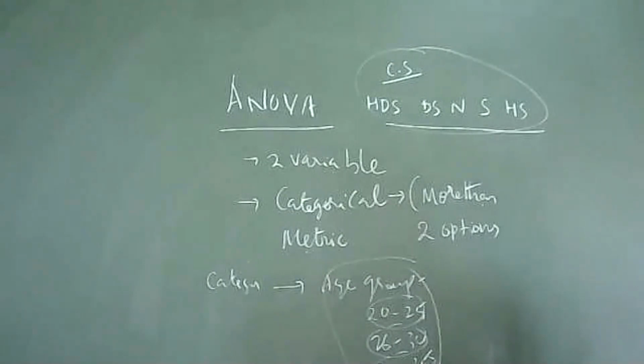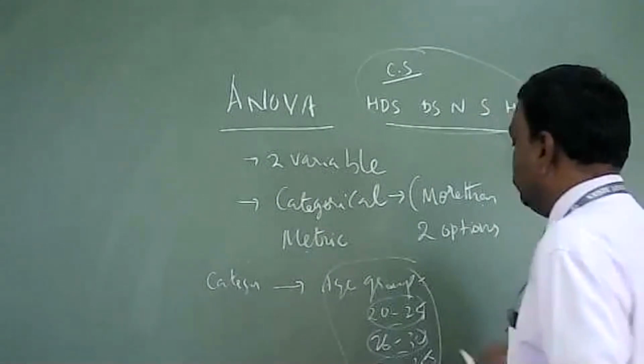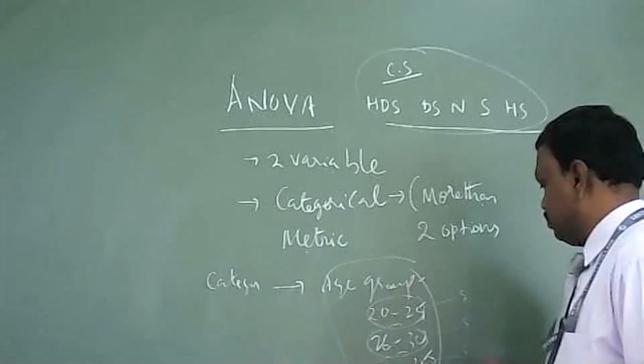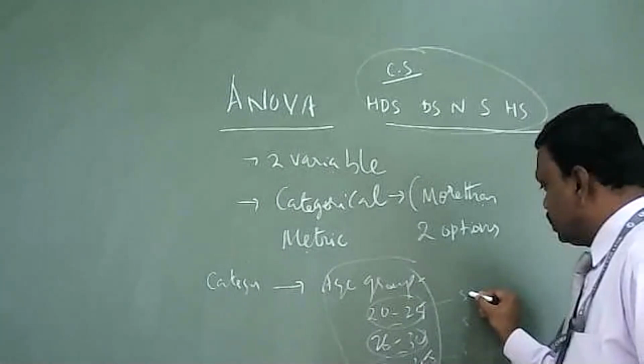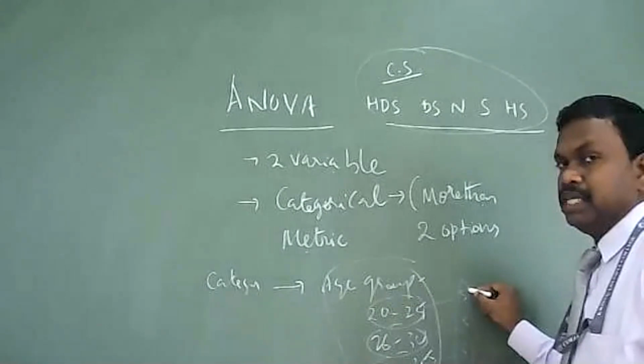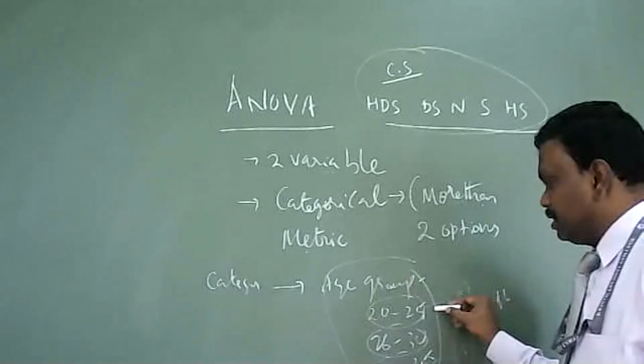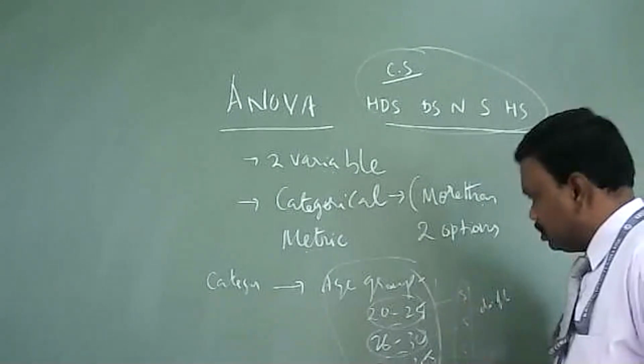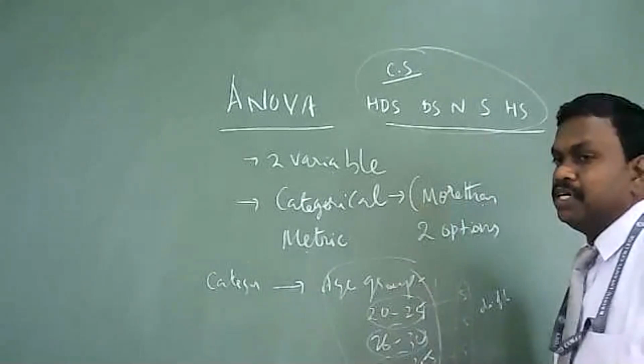So what's the application of ANOVA here? Consider that this age group has some satisfaction, this age group has some satisfaction, and here there is some satisfaction. What I am trying to find is whether the satisfaction level is the same across all the groups, or it differs. Whether there is a difference in customer satisfaction related to age group, or whether the satisfaction is the same across all the age groups. That is what I can find.